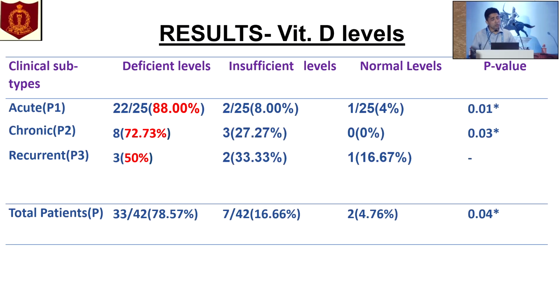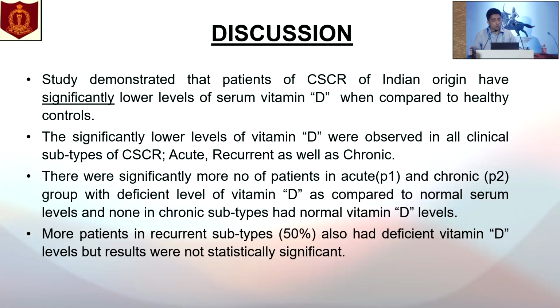Now coming to the result of vitamin D level in clinical subtypes. After going through the data, what we have found is that in acute, we have significantly low level of serum vitamin D. In chronic, we found that 72% of patients have low serum vitamin D level, and in recurrent we found it in 50% of cases.